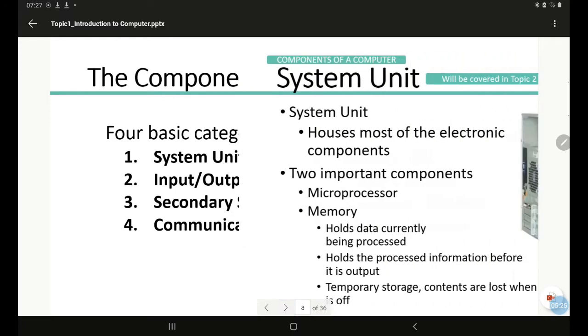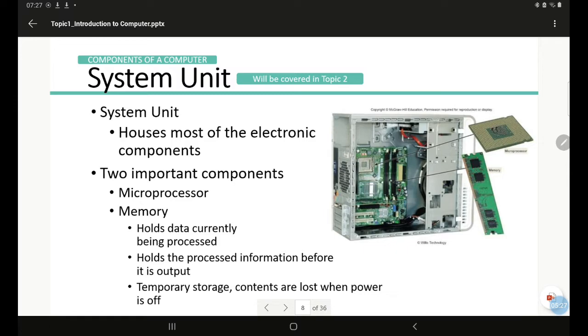Next, the system unit. This is the brain of a computer, and we will learn this in detail in chapter 2. Basically, in this chapter, you will have an overview of the other topics that you will learn. For example, we will have the system unit in chapter 2, input and output in chapter 3, secondary storage in chapter 4, and communication, if I'm not mistaken, in chapter 7.